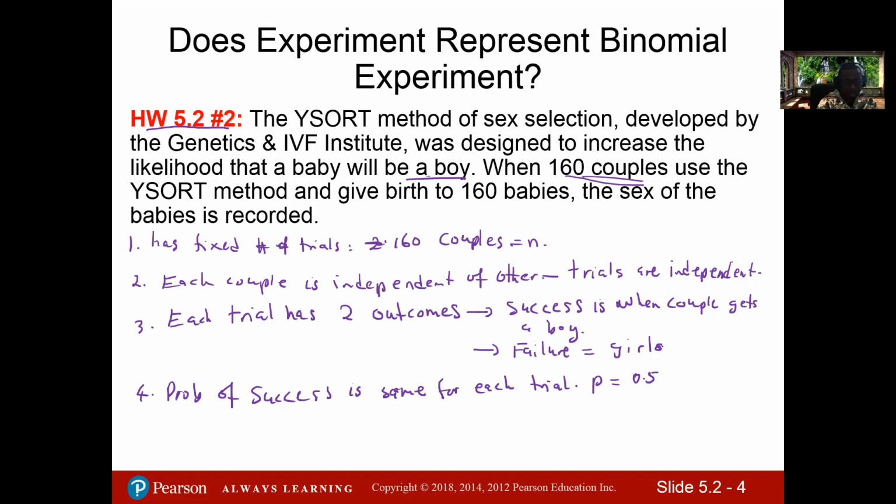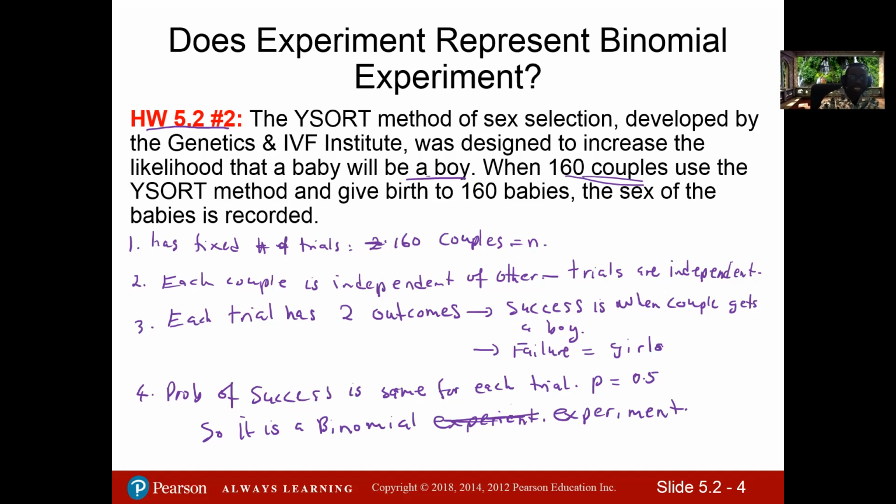Okay, so therefore we say that this experiment is a binomial experiment. So all the 4 requirements are satisfied.